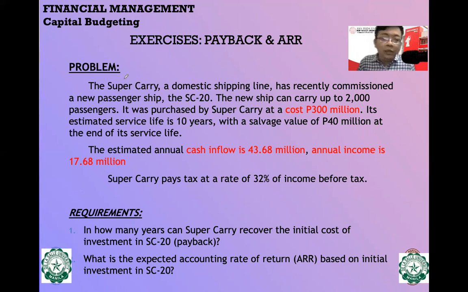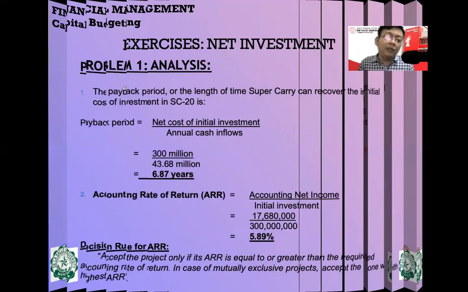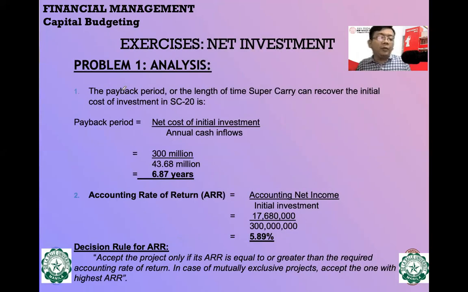So, 300 million is the purchase price and the estimated useful life is 10 years, salvage value of 40 million, cash inflows of 43.38, and annual income of 17. That's all there is, no? So the formula of the payback period, again, net cost of investment is, of course, 300,000. All right. And also, of course, given. So your payback is 6.87.